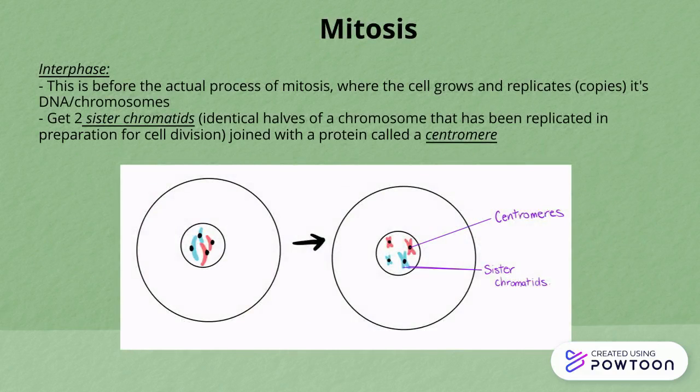Now let's focus just on mitosis. Before mitosis, there is a phase called interphase. This is when the cell grows and replicates its DNA. When it does this, it makes 2 sister chromatids, which are identical halves of a chromosome, that are joined together by a protein called a centromere.